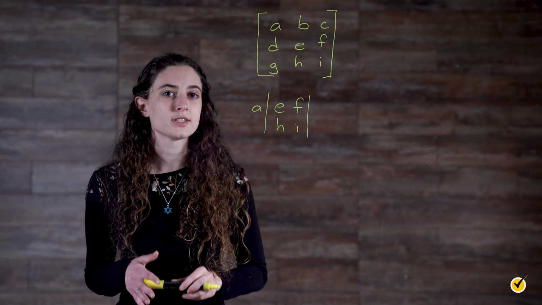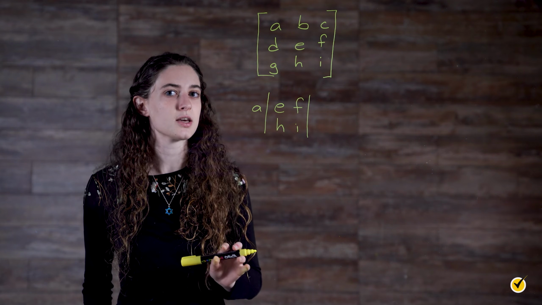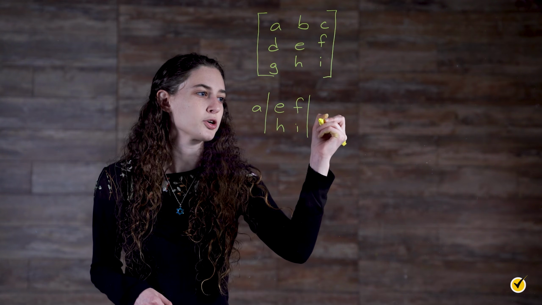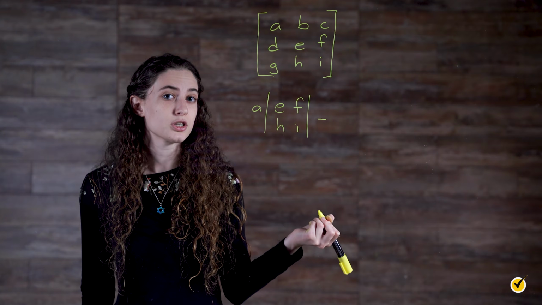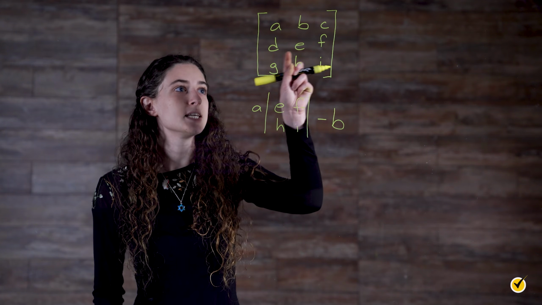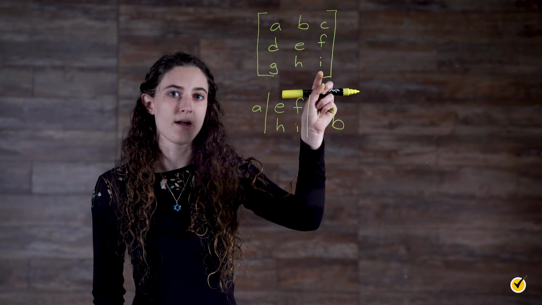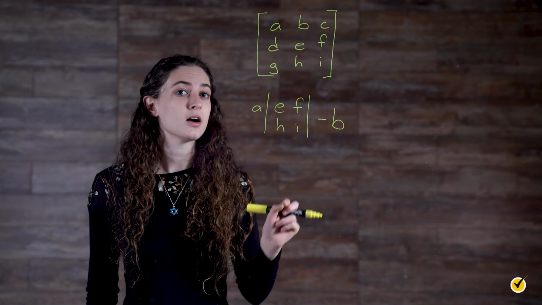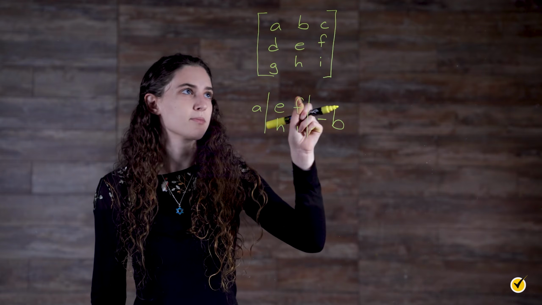We will then alternate our signs. So since this first part is positive, we will subtract the second part of our equation. This time we're going to start with B. We will multiply B by the determinant of D, F, G, I, because those are the 4 elements not included in B's row or column.